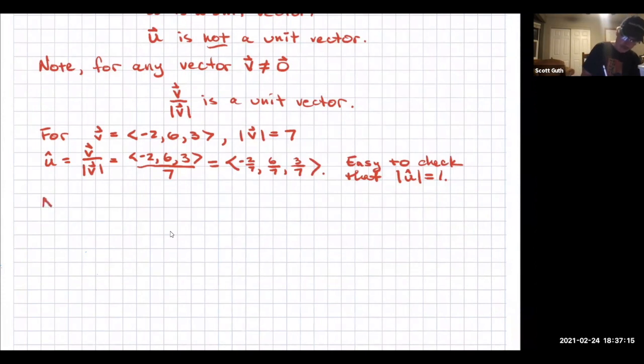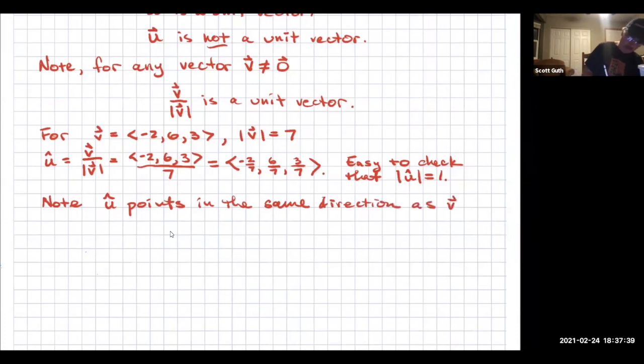And it maybe should be noted that u points in the same direction as v, but has unit length. Okay. Are there any questions?